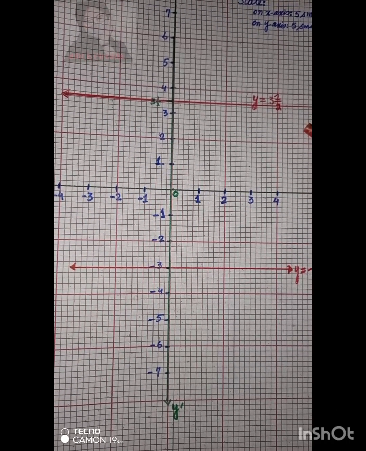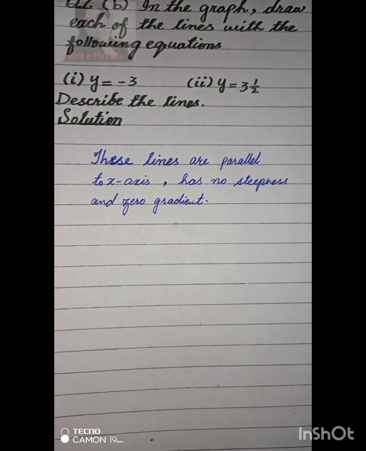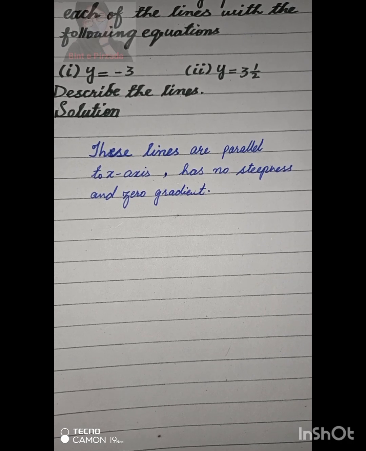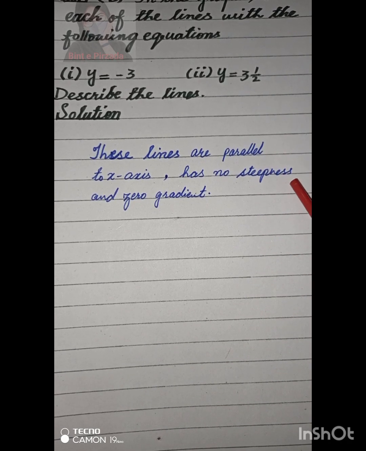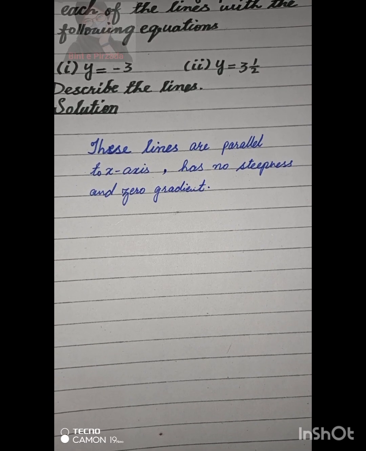So now we will describe these lines. After pasting the graph, below the graph, you will write this description: these lines are parallel to the x-axis, have no steepness and zero gradient. This question is done. Thank you.